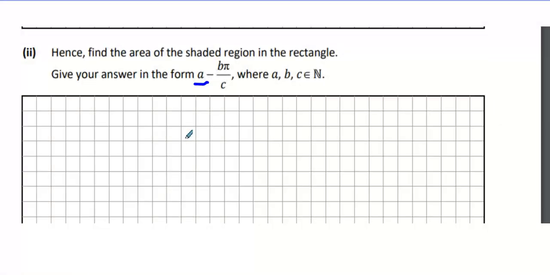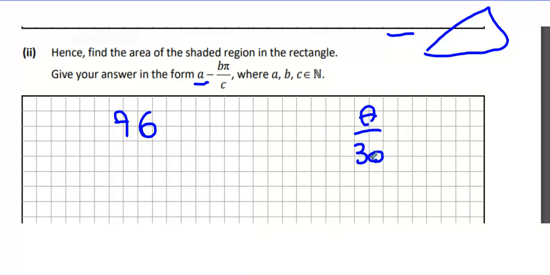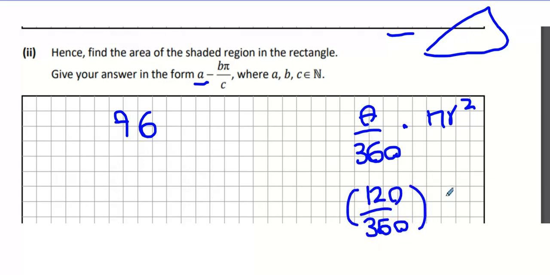8 multiplied by 12, or sorry, it's 96. Now I got to take away the sector. Okay? Now the sector we said is, what's it? Theta over 360 multiplied by, what is it? Pi r squared. Theta is 120. That's 360. Pi and 8 squared, right?